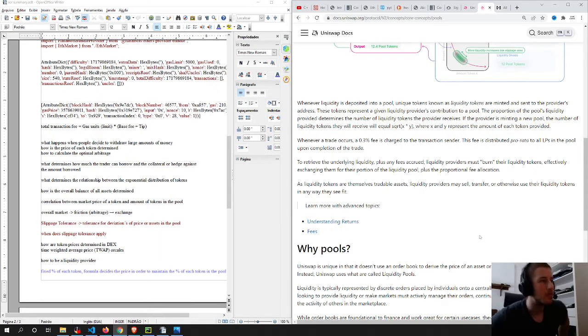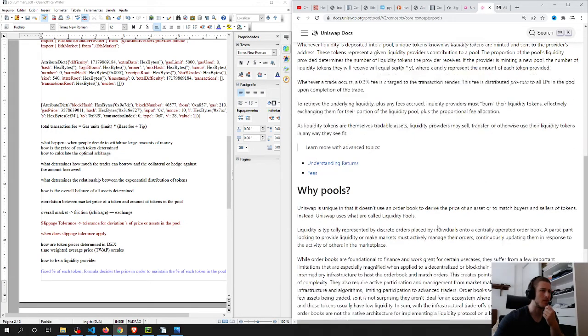To retrieve the underlying liquidity plus any fees accrued, liquidity providers must burn their liquidity tokens, effectively exchanging them for their portion of the liquidity pool, plus the proportional fee allocation. As liquidity tokens are themselves tradable assets, liquidity providers may sell, transfer, or otherwise use their liquidity tokens any way they see fit.